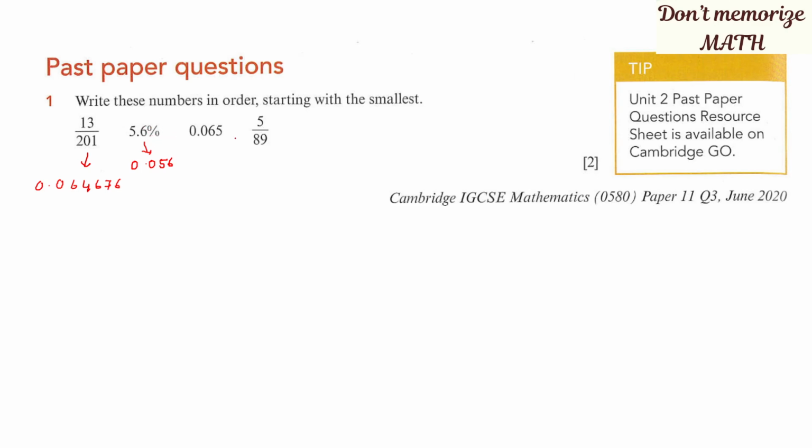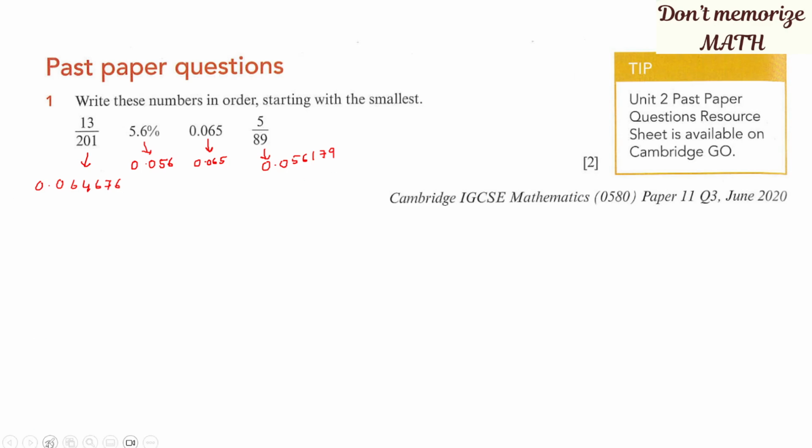Okay, so percentage replaces by divided by 100. Keep that in mind. Then this one is the same, we have 0.065, it's already in the decimal. Next one also you can find the decimal by using your calculator. 5 over 89, you will get the decimal number as 0.056179.